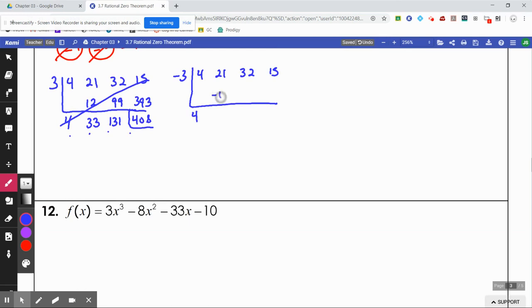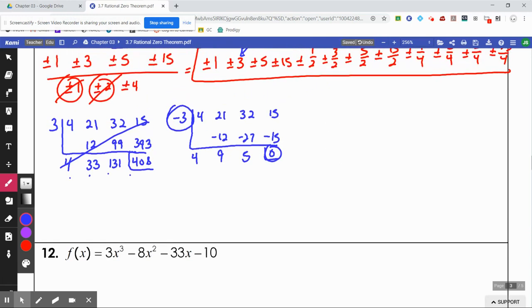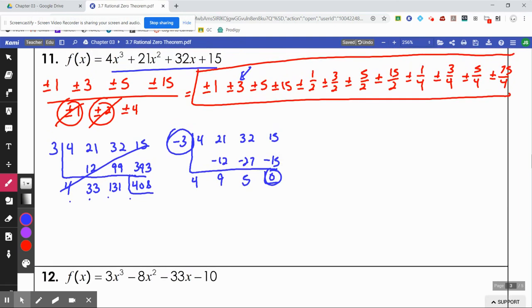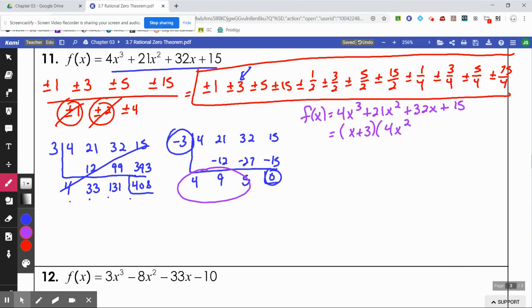Bring down the 4, which gives you negative 12. That'd be 9, negative 27, 5, negative 15, and 0. So that worked great. We plugged in negative 3 and got 0. F of negative 3 is 0, which means that x plus 3 is a factor. So let's rewrite our original function. Our new function is going to be, we divided by x plus 3, and we got this: 4x squared plus 9x plus 5.